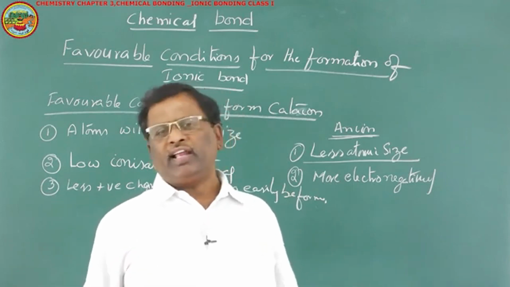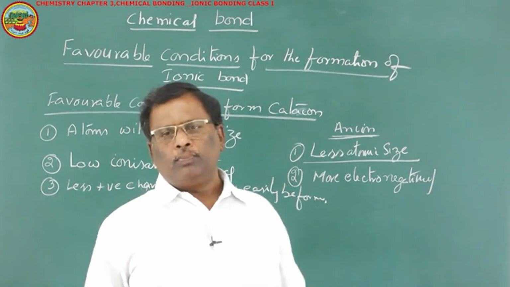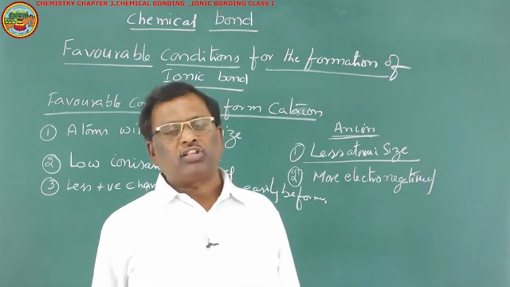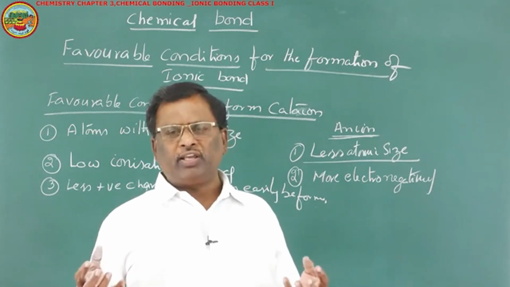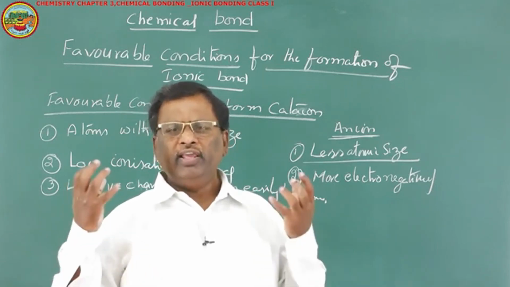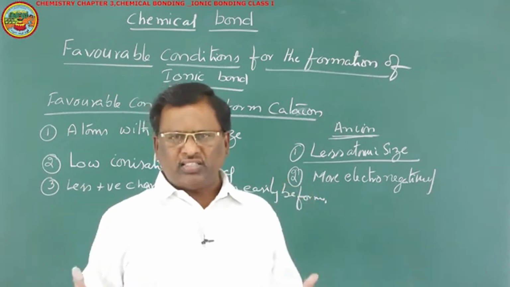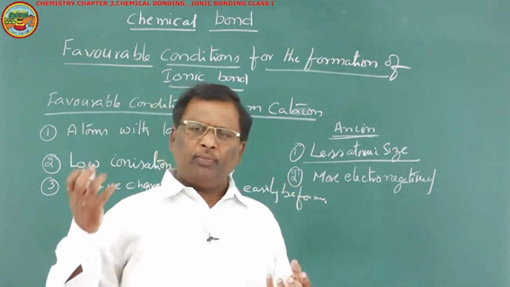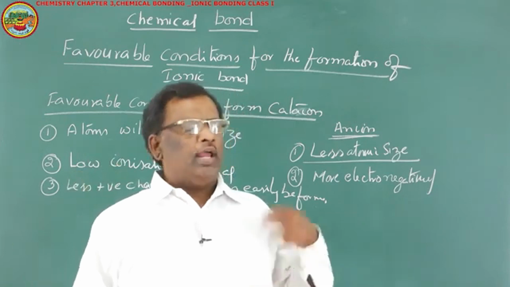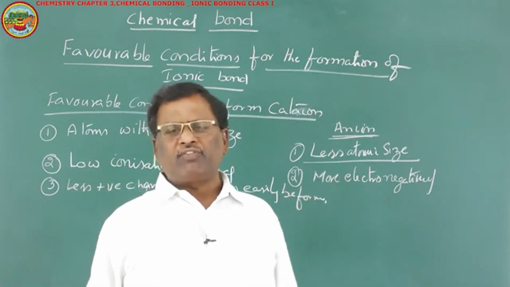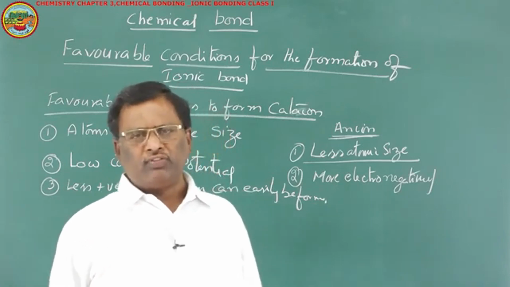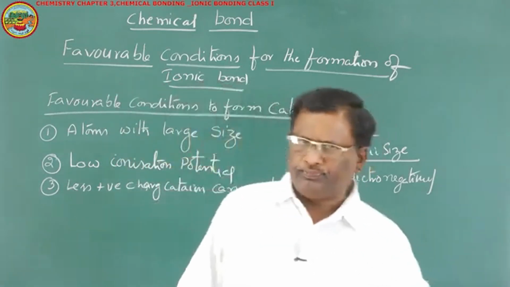Once the anion and cation are formed, there is no restriction for the formation of an ionic bond. So the main task in the formation of an ionic bond is the formation of anion and cation. Those factors which are favorable for the formation of a cation for one atom and an anion for the other bonded atom are the favorable conditions for the formation of an ionic bond.